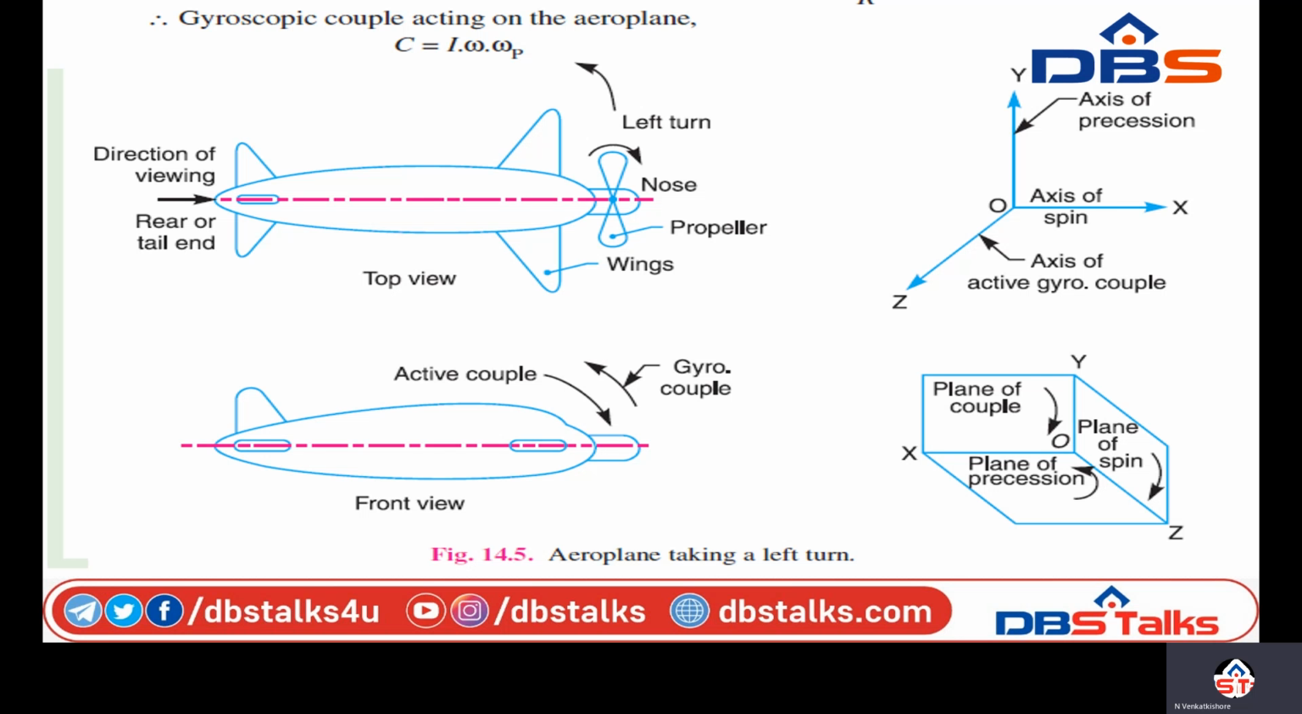And this, in the limit, represents the change of angular momentum, or the active gyroscopic couple, which is perpendicular to OX. Thus, the plane of the axis of active gyroscopic couple, XOY, will always be perpendicular to X dash. So whenever it is left-hand turning, we can find that the direction of the active gyroscopic couple is clockwise. For left-hand turning, the active gyroscopic couple on the aeroplane is about the axis OZ, which will be clockwise.